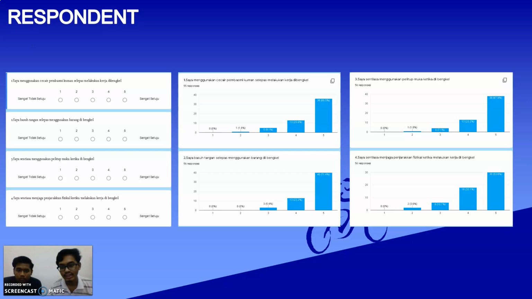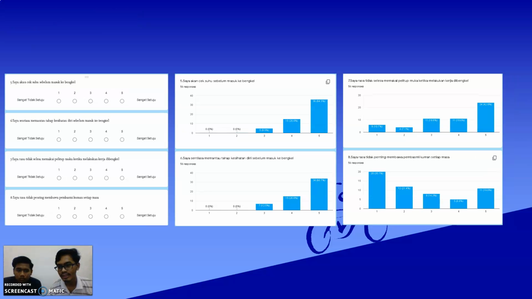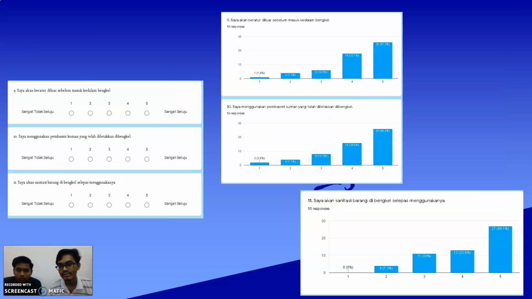It shows the number 5 is the highest. Okay, the same as the 2, 3 and 4. There is 5 until 8 and also 9 until 11, the same as before. The option 1 until 5. Sangat tidak setuju is on number 1 and sangat setuju is on number 5.